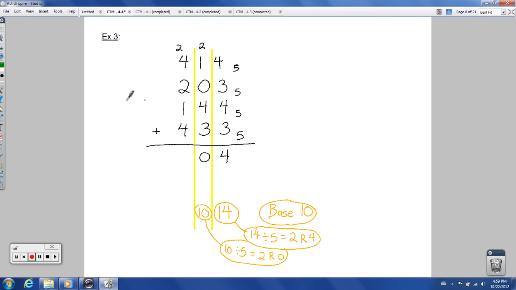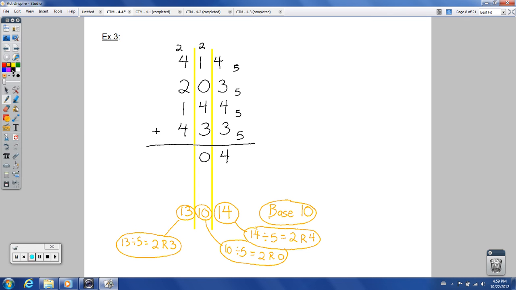And finally, let's add these together. 2 plus 4, we got 6, and then 8, 9, and 13. So down here, I'm going to write a 13. What is 13 divided by 5? 13 divided by 5, you have 2 whole 5s with a remainder of 3. So 3 left over.